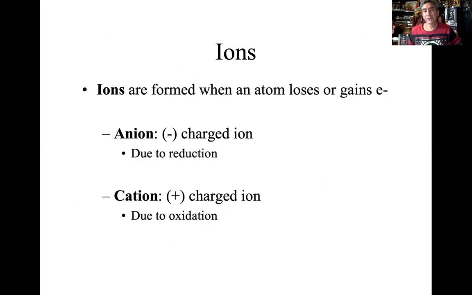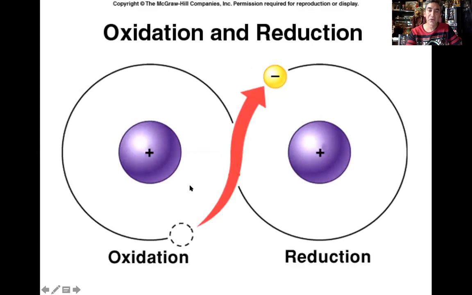So whenever atoms lose or gain electrons, we no longer call them just atoms, right? They become chemically unbalanced. They have the same number of protons. Proton numbers don't change, but we can lose or gain electrons, and that causes the idea of ions. So an ion happens when we lose or gain electrons, when we undergo oxidation or reduction.